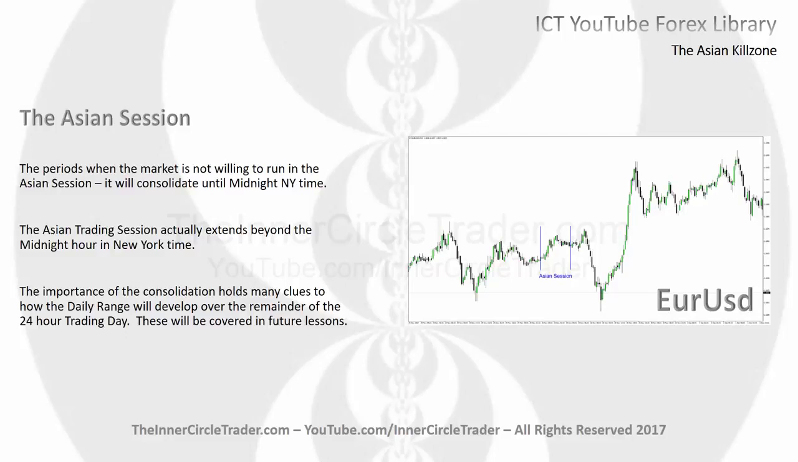But for now, the importance of the consolidation holds many clues to how the daily range will develop over the remainder of the 24-hour trading day. Now, these will be covered again in future lessons. But I want you to take a look at this example here, the euro dollar.